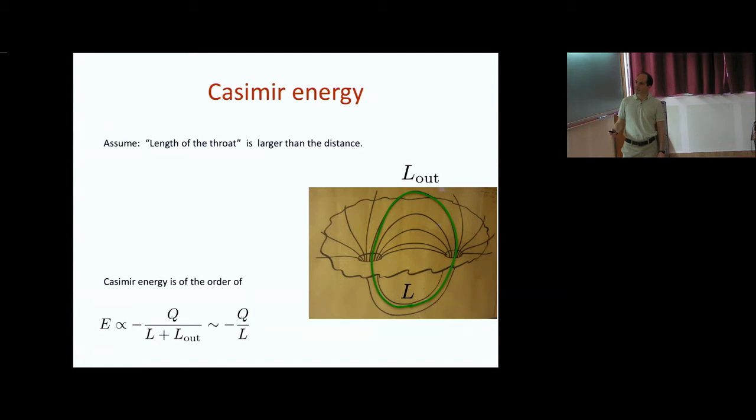If the distance between these two black holes is short enough, you can ensure that this length is actually longer than this one, right? And so basically the negative energy will be minus Q over L. Q is because we have Q of these massless fermions. And L is the same formula we had for a general 2D CFT.